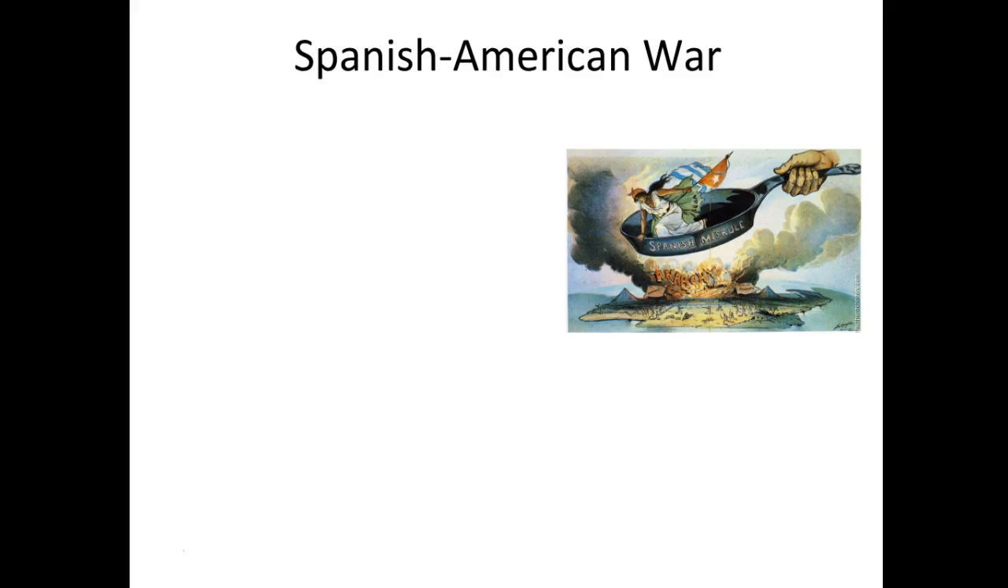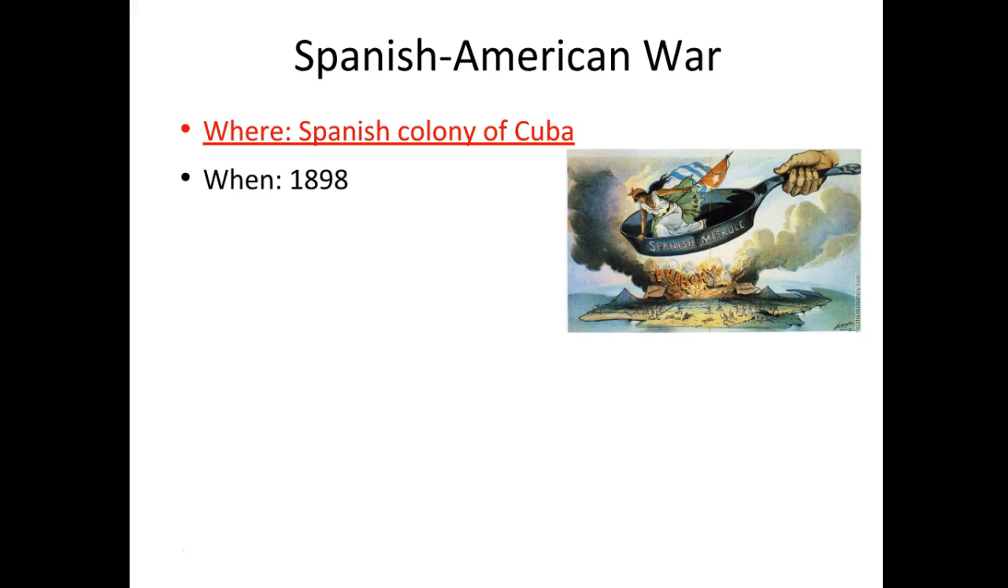So first, the Spanish-American War. What was it and how did we get involved? Well, it took place actually in Cuba. And the reason why it took place was in 1898, Cuba wanted their independence from Spain. They felt like Spain was a harsh ruler, there was a lot of unfair treatment, and so Cuba wanted their independence. And so they turned to the United States for help in overthrowing the Spanish government.